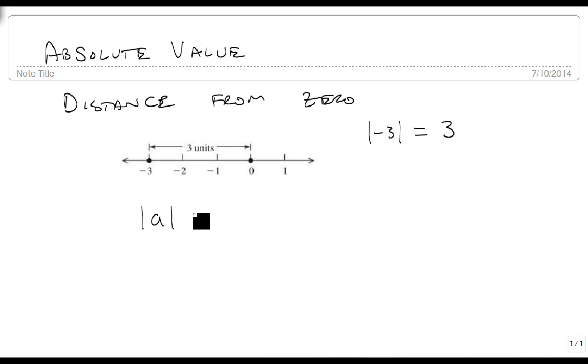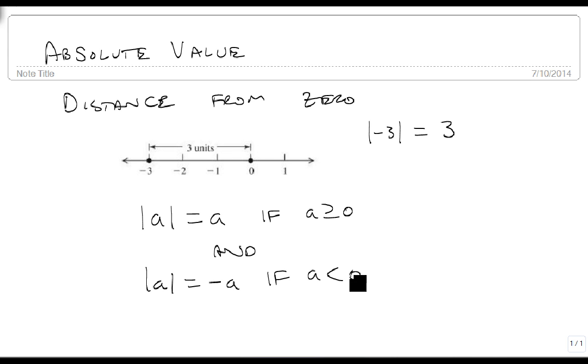The absolute value of a is equal to a if a is greater than or equal to 0, and the absolute value of a equals minus a if a is less than 0. So using this, we can come back to our absolute value of minus 3, and we look at the condition. This is a, and a is negative 3. So negative 3 is not bigger than 0, so I don't use this one. I use this one. This means it's minus a, minus 3, which is equal to 3.